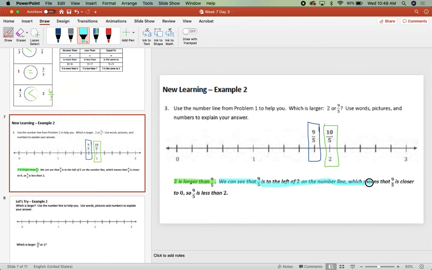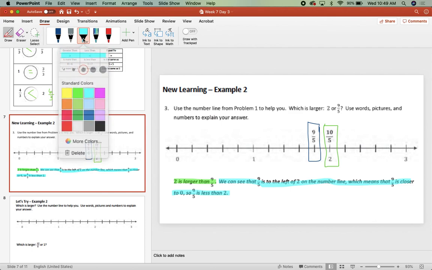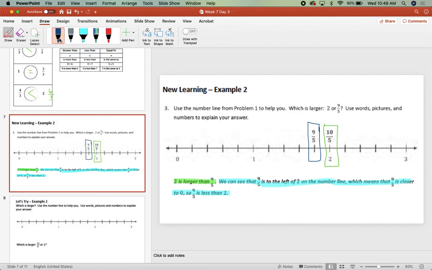On your papers, you should always have at least one sentence, but it better tell you the answer and how you know. Let's read theirs. 2 is larger than 9/5. We can see that 9/5 is to the left of 2 on the number line, which means 9/5 is closer to 0, so less than 2.